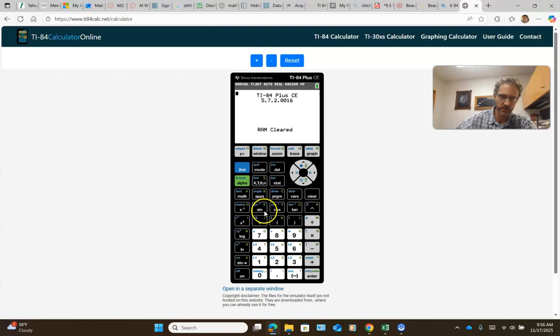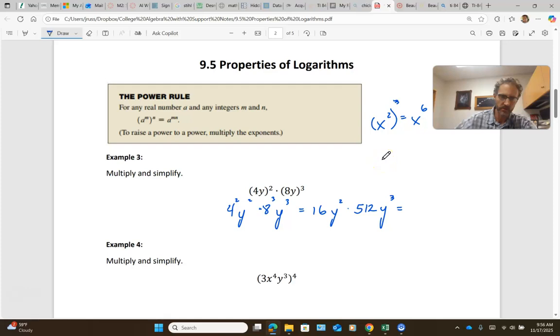You can find this, and we just launch it right here. Okay. Now I'll type in there 16 times 512, and it's 8,192. And then here, y to the second times y to the third, well, you add those exponents, and you're going to get y to the fifth. Okay.